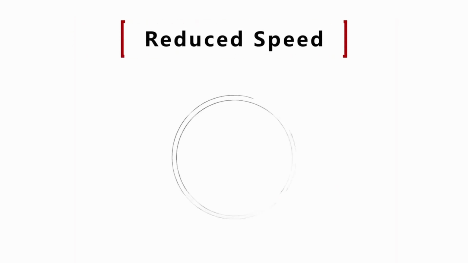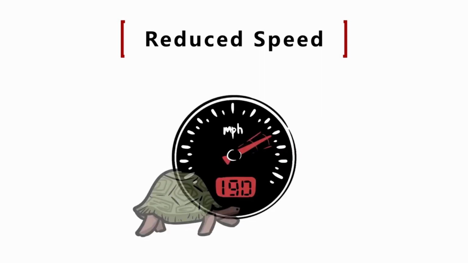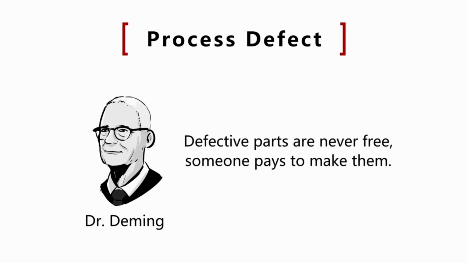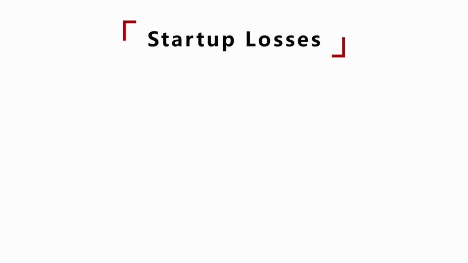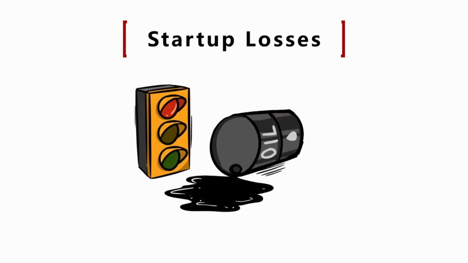Reduced speed. Some plants, if not properly maintained, can meet the quality requirements only if they work at a speed lower than the nominal one. Process defect. Deming said, defective parts are never free, someone pays to make them. It is useless to work, even with the utmost effort, if defects are produced in the end. Startup losses. A classic example of startup losses is when a machine needs time after being switched on in winter to bring the working oil to the right temperature.